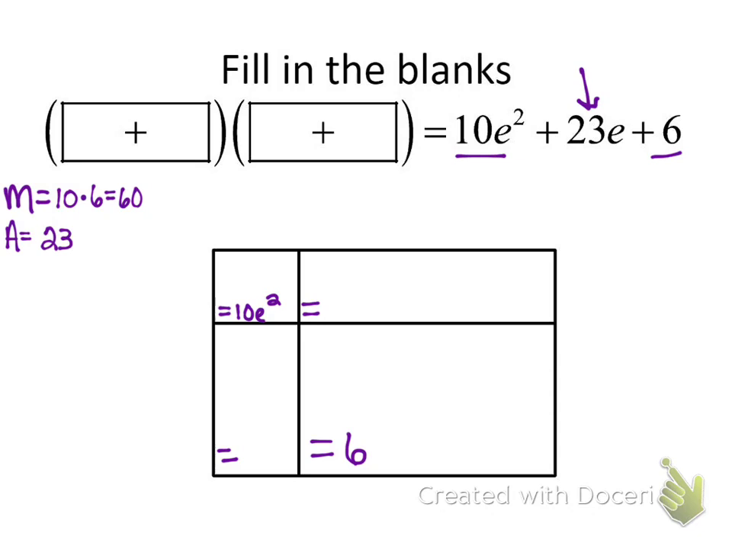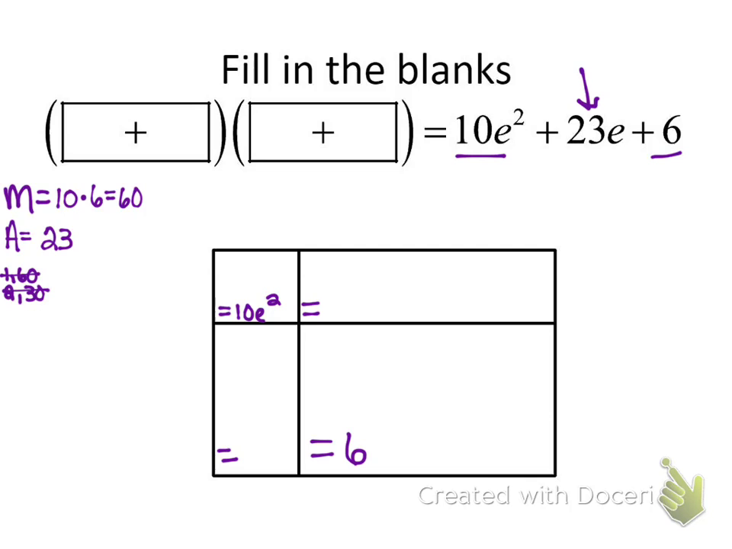Now, what can you multiply together to get your M? So what can you multiply together to get your 60, then add together to get your 23? So we had to find our factor pairs. If we do 1 and 60, that's too many. What about 2 times 30? If I multiply them together, that'll get me 60, but if I add them together, that'll get me 32. Too many. So my next factor pair of 60 is what?